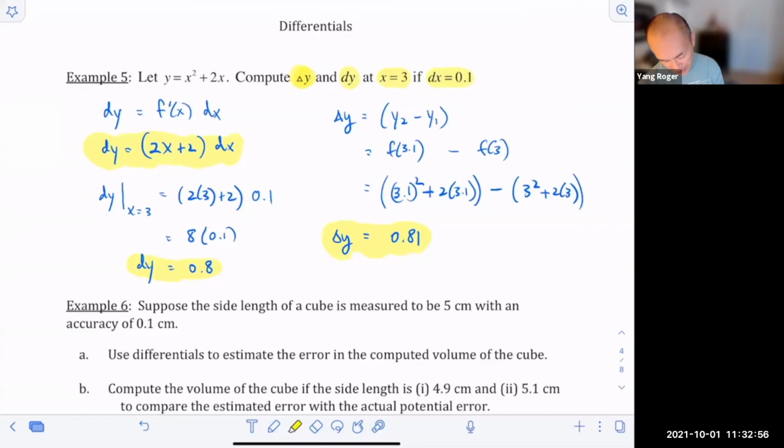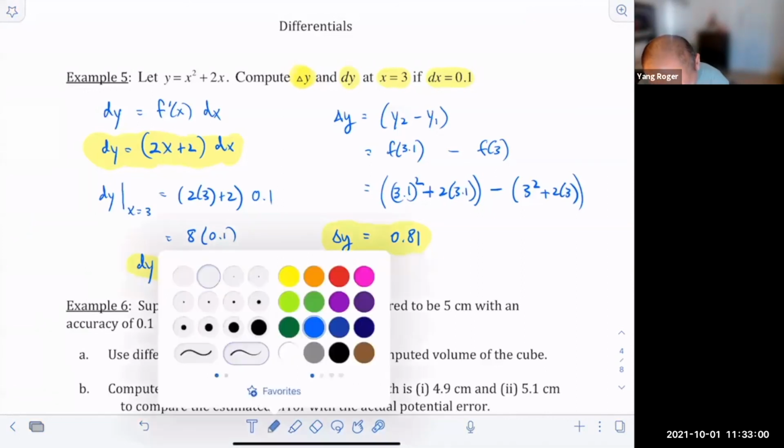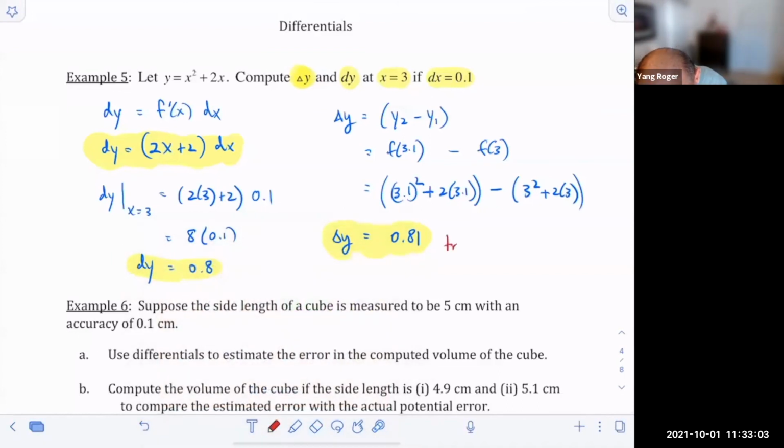So when we compare the two values, I hope you can see that this is the true change, and this is the estimated change. So you can see these two numbers are pretty close. All right. Cool. Any questions for me so far?